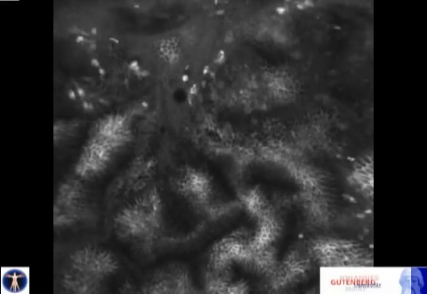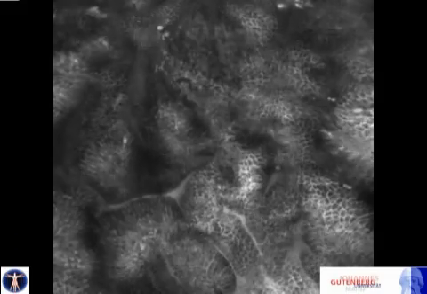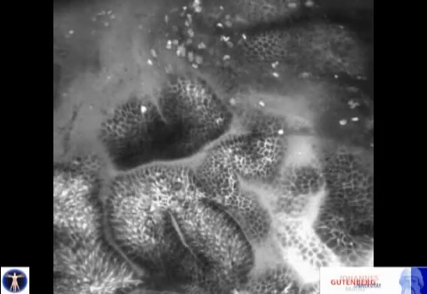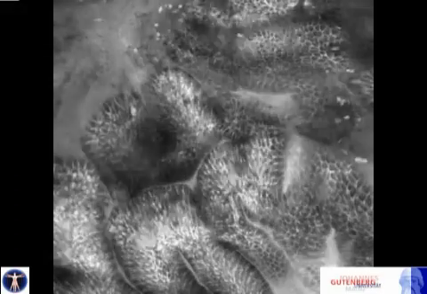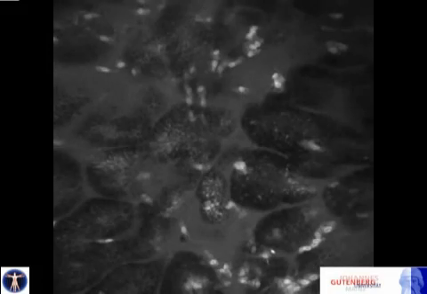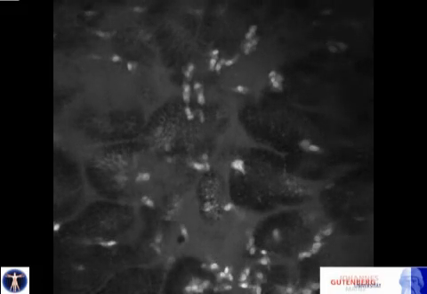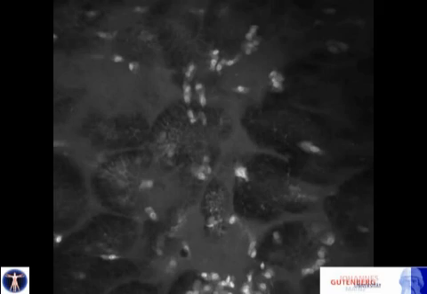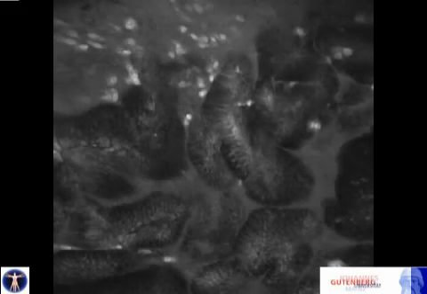Accumulated as well as single germs can be readily visualized onto the mucosal surface and in between gastric glands. Foveolae gastricae, epithelial cells, and Helicobacter pylori can be differentiated. The typical shape and size of single Helicobacter pylori can be identified, allowing endomicroscopic targeted biopsies.